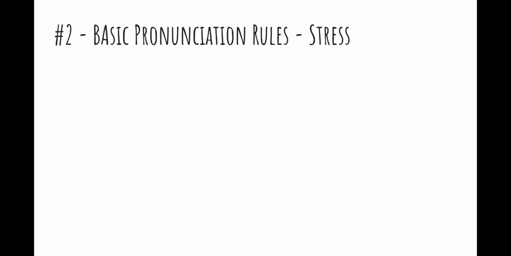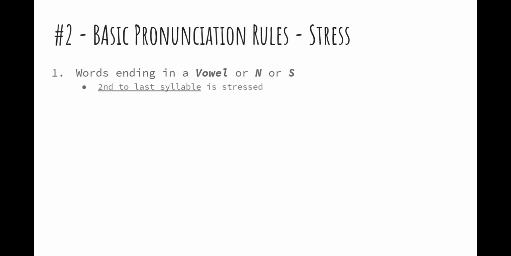All right, so we're going to talk about basic rules of stress. This is where the natural stress would be of words. So we briefly talked about this last year, but we're going to kind of more fully cover it here. So words ending in a vowel or N or S, they are going to have the natural stress on the second to last syllable, as in amarillo. It really is the focus on the vowel there. So second to last syllable, you got amarillo. It's on the I there.